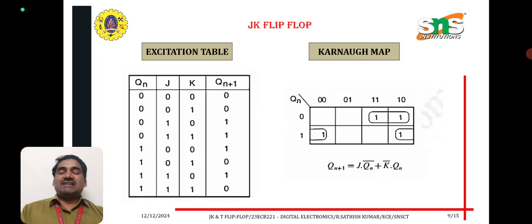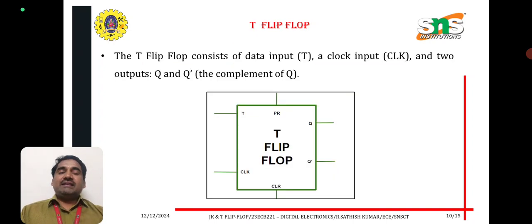Now we can see the excitation table of JK flip-flop, with inputs Qn, J and K. Based on this excitation table, we are going to derive the Karnaugh map for JK flip-flop. From it, we get the Boolean expression: Qn plus 1 is equal to J into Qn bar plus K bar into Qn.